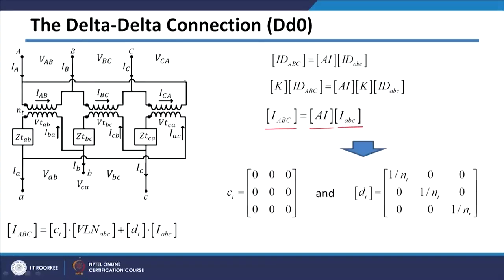So, if you compare with standard equation, C will be 0 because in this expression there is no term related to V_LN abc, and your D_T will be nothing but A_I matrix, and this will be equal to, since diagonal, we can take common out. So, it will be 1 by N_T into U matrix, which is identity matrix.